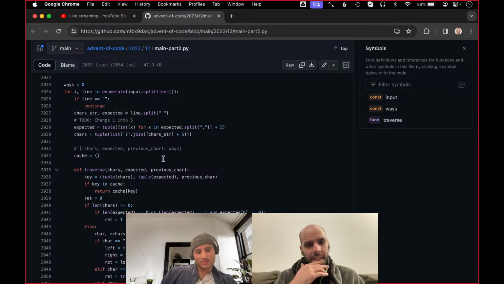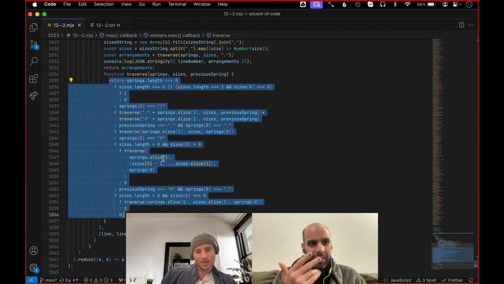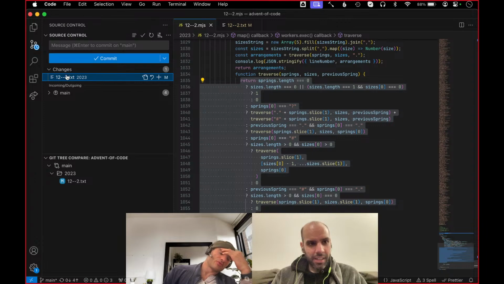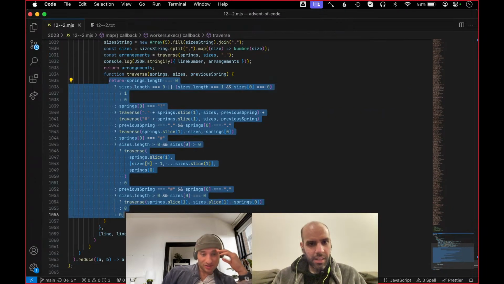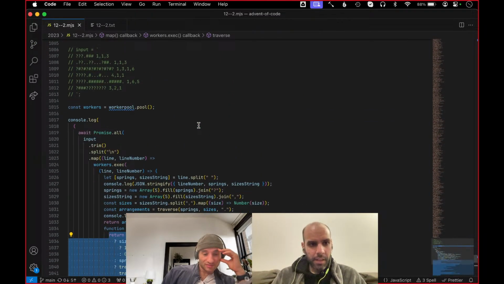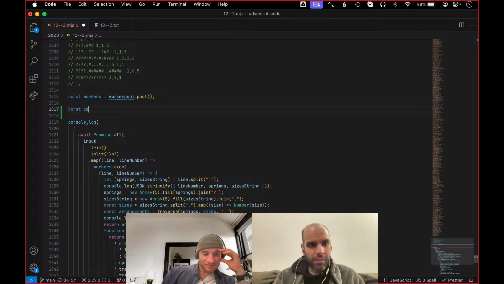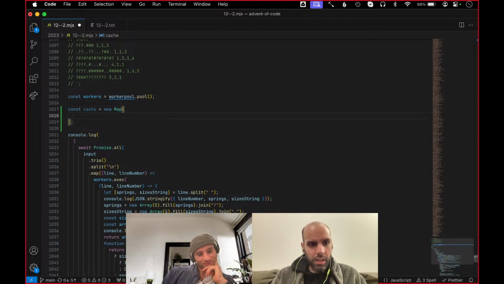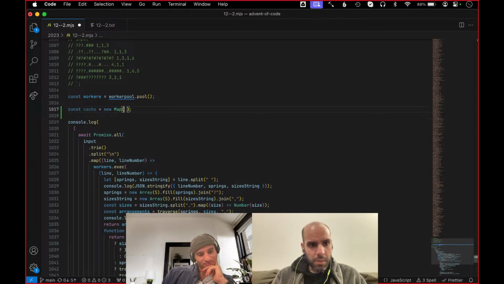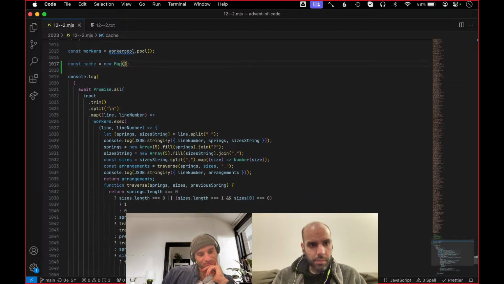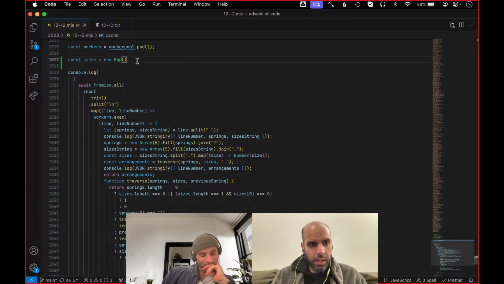That's amazing. So, in light of that, you know what's coming next? It's such a simple change. I will have a cache here that will be a map. I don't need anything in the map to begin with.